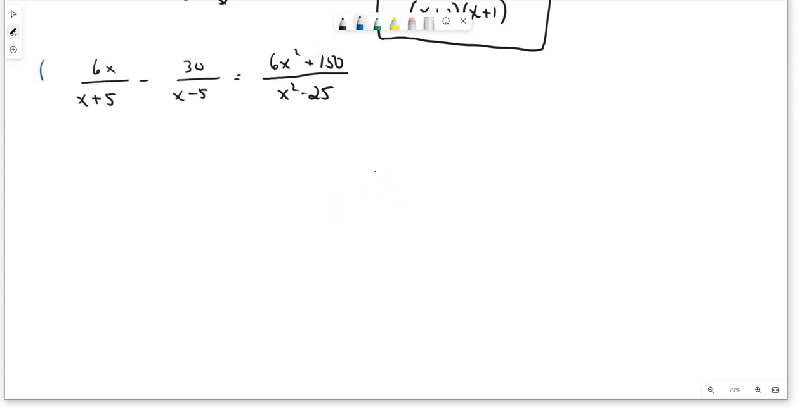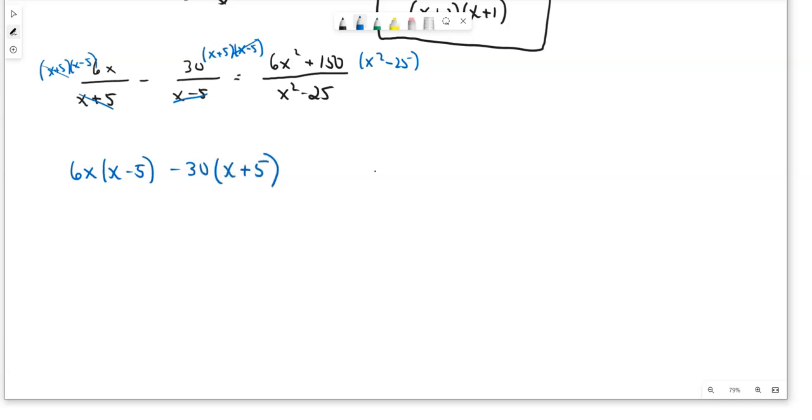All right, so it looks like if I multiply both sides by x plus 5 times x minus 5, that'll clear out some fractions. So x plus 5 times x minus 5 to the second term. X plus 5 times x minus 5 is just x squared minus 25. So when I do that to the third term, there we go. So the x plus 5's cancel, and I'm left with a 6x and an x minus 5. The second piece, the x minus 5's cancel. Don't lose the negative sign, so I get negative 30 times x plus 5. On the other side, the x squared minus 25's cancel completely, and I get 6x squared plus 150.